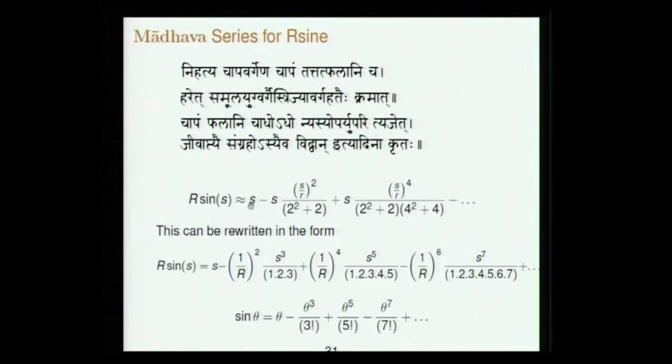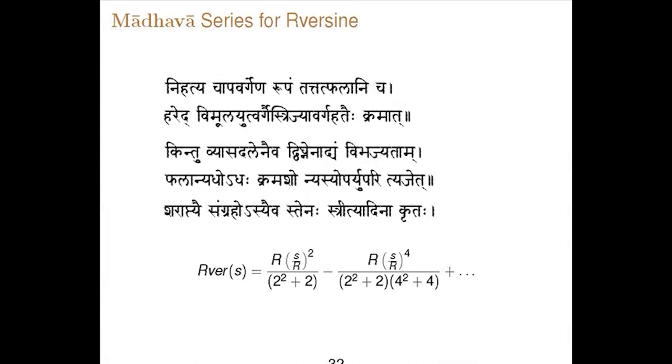So, this is your arc, square of the arc by radius, samula yugvarga. So, 2 squared plus 2, 2 squared plus 2 into 4 squared plus 4, etc. You can convert that into 3 factorial, 5 factorial, 7 factorial, etc. So, it is the well known sine series, and in the end he says that the same series is summarized by what is called Vidwan, etc. We will say what it is in a minute.